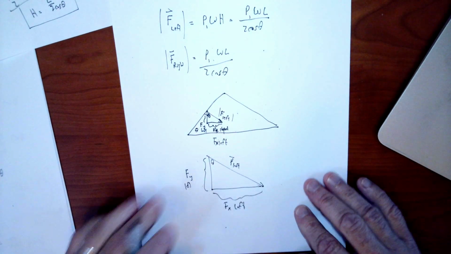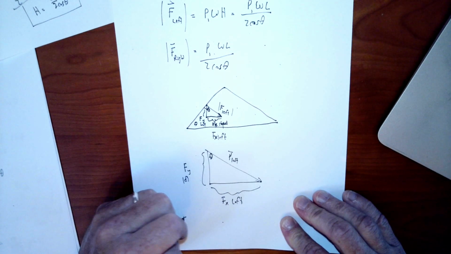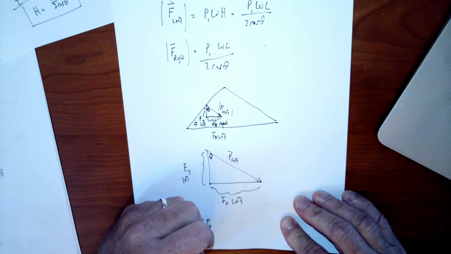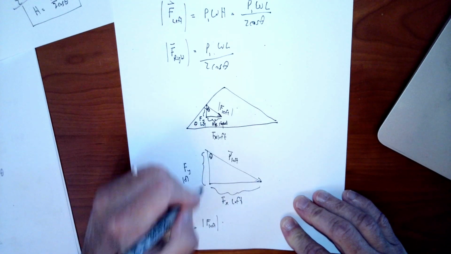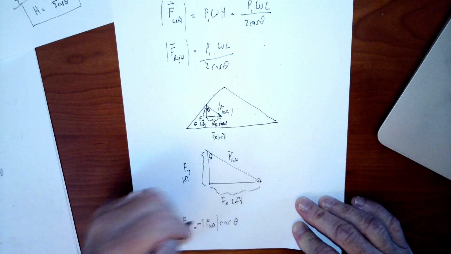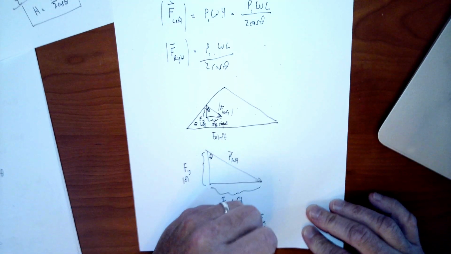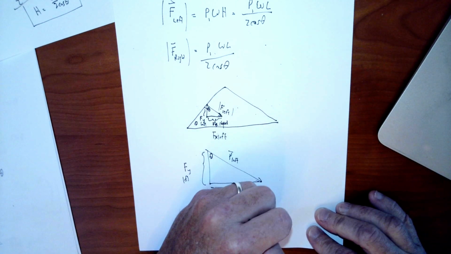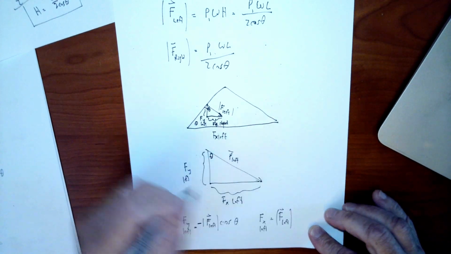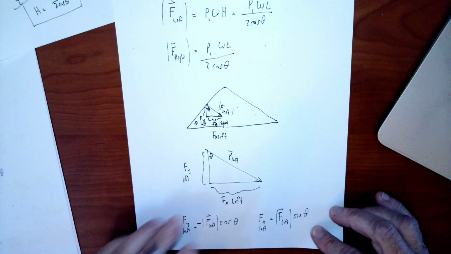All right. So now we can come up with terms for those because we know trig. So F Y left is going to equal the magnitude of F left times cosine theta. And it's going to be negative because it's pointing in the negative y direction. F X left, this one, is the magnitude of F left times sine of theta.